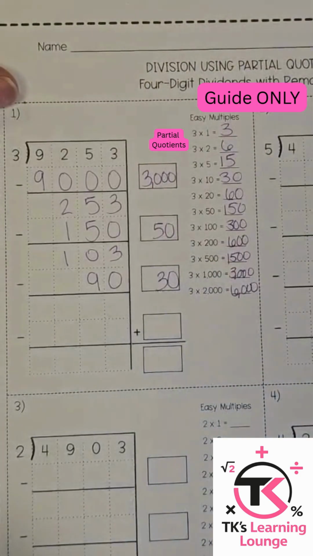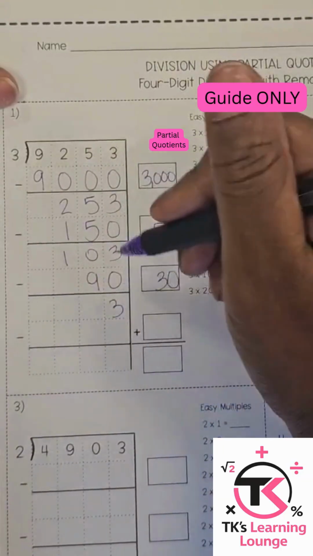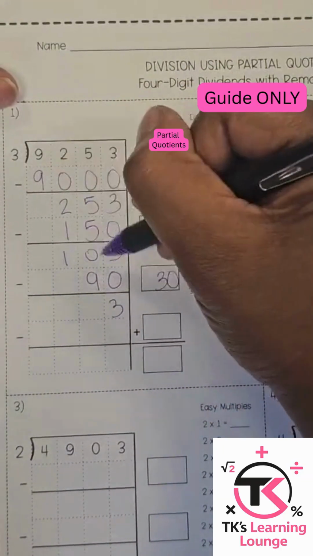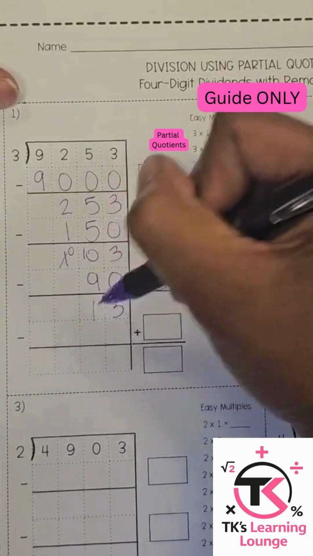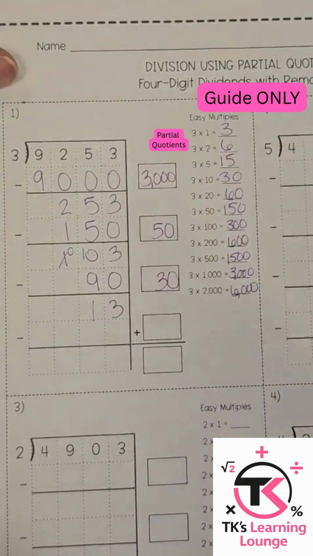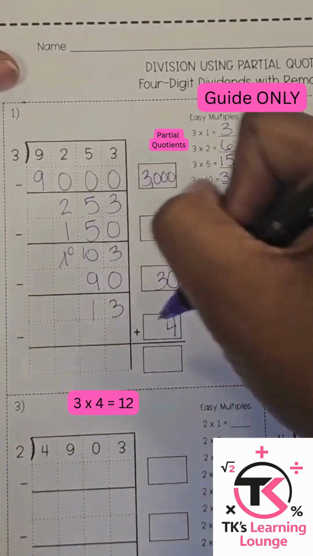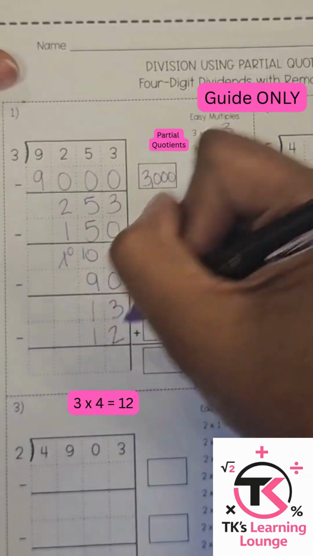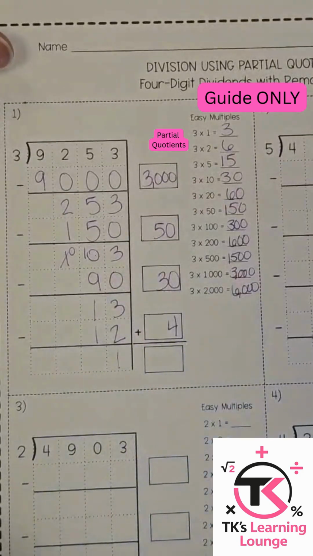My 90 goes there. Now I have 103 minus 90, which is going to give me 3 minus 0 is 3. Then I'm going to need to borrow here and regroup. And that leaves me with 13. Now, again, we're going to repeat the process one more time. Now I'm looking at what is the closest I can get to 13. And I know that 3 times 4 equals 12. So my 4 goes here as my partial quotient. 12 goes here. I'm going to subtract 13 minus 12. That leaves me with 1.